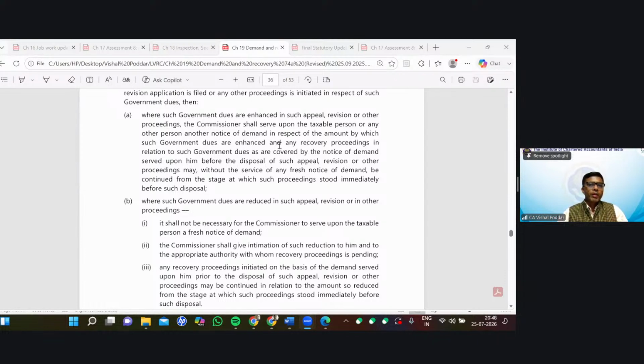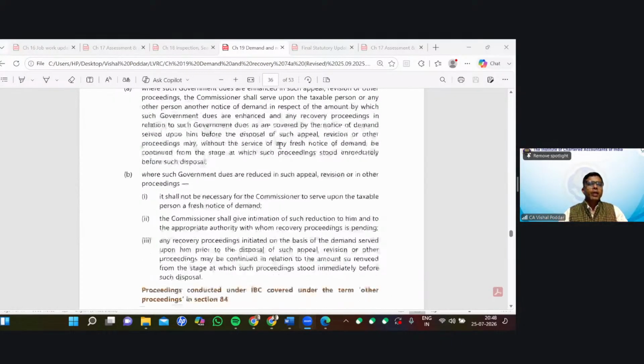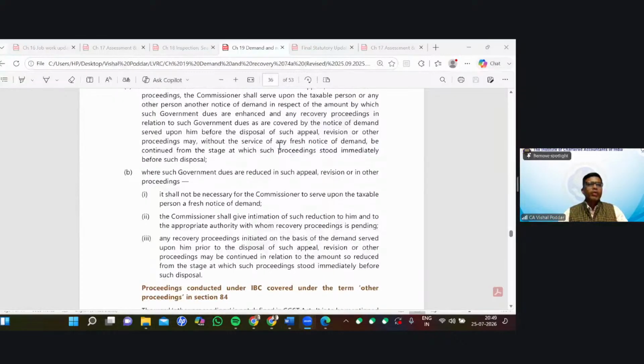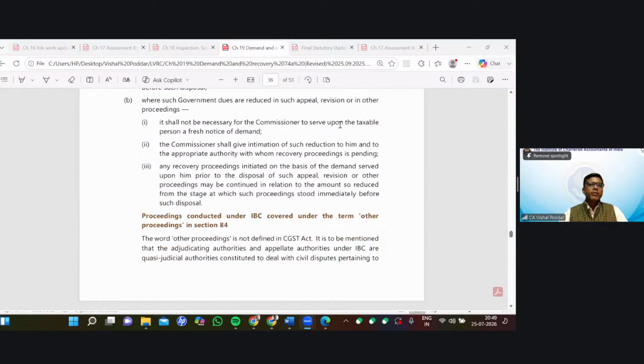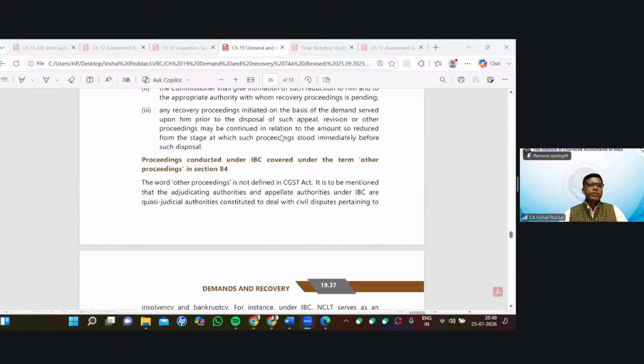So simple. Because of any future action like appeal or revision, if your tax payable gets enhanced, you will be informed about the excess amount, and again, you will be called upon to pay such amount. Where such government dues are reduced, then it shall not be necessary for the commissioner to serve upon the taxable person a fresh notice. Obviously, where it is reduced, there is no need to serve any further notice.